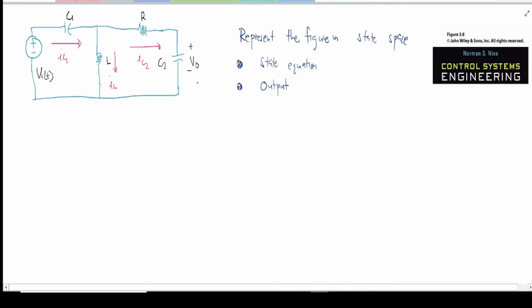Okay, so let's begin. The first thing that you need to do: this figure is relatively easy to solve, and this also becomes much more simplified if we have values for this. But in order to fully understand, what we're going to do is solve this symbolically.